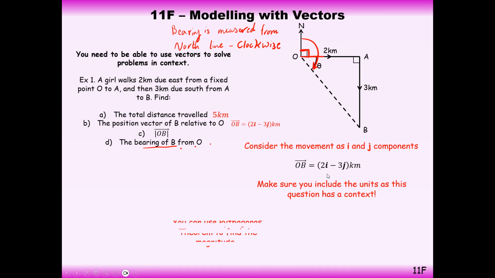Part C is to figure out the magnitude of OB. That involves using Pythagoras, and we know that because they are perpendicular to each other. So there we go. The answer is 3.61 kilometers. That's the magnitude of OB.